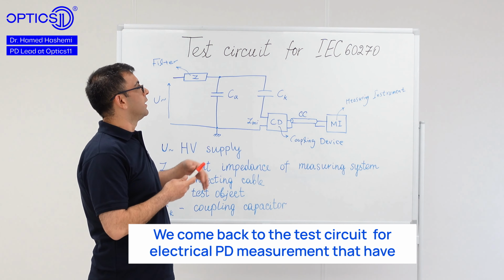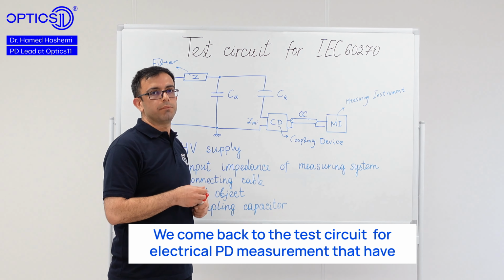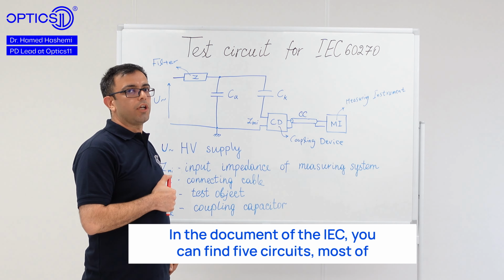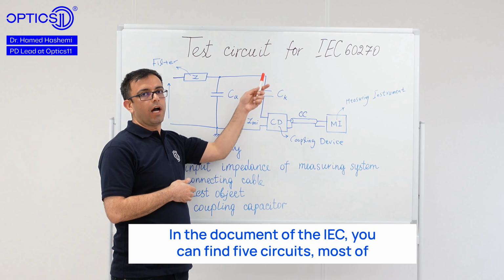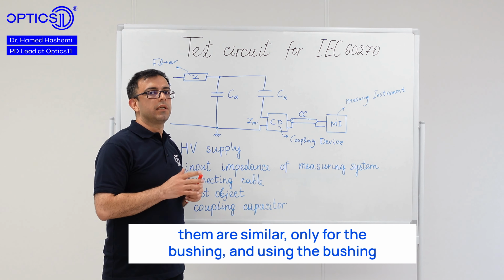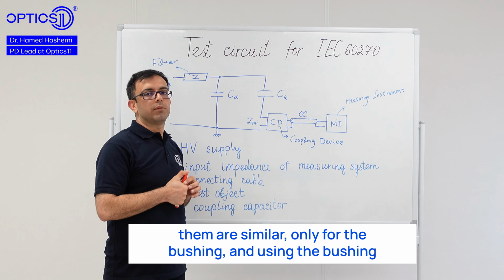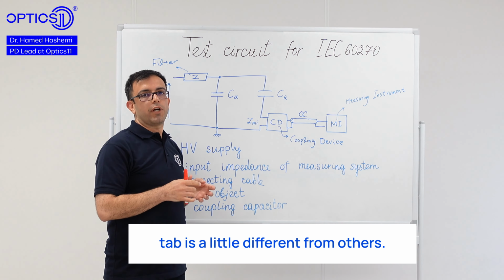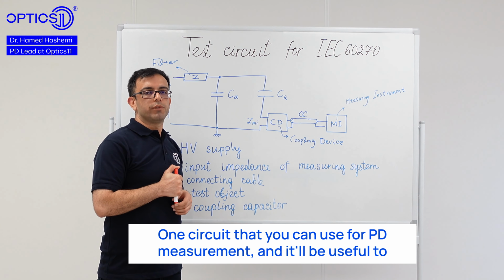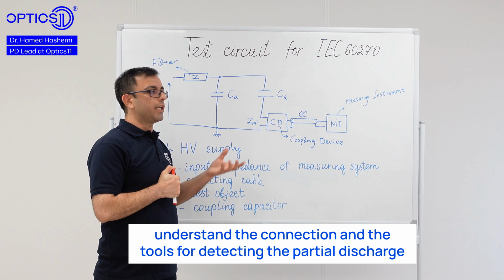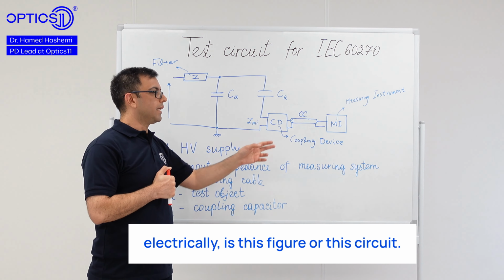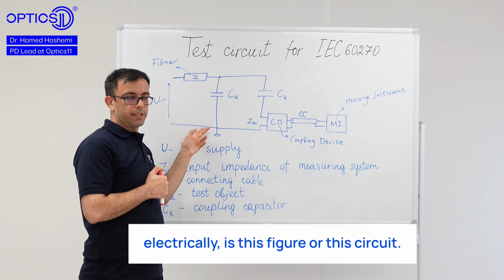We come back to the test circuits for electrical PD measurement that have been explained in the IEC standard. In the IEC document, you can find 5 circuits. Most of them are similar; only the one for the bushing, using the bushing tap, is a little different from the others. One circuit that is useful for understanding the connections and the tools for detecting partial discharge electrically is this figure or this circuit.